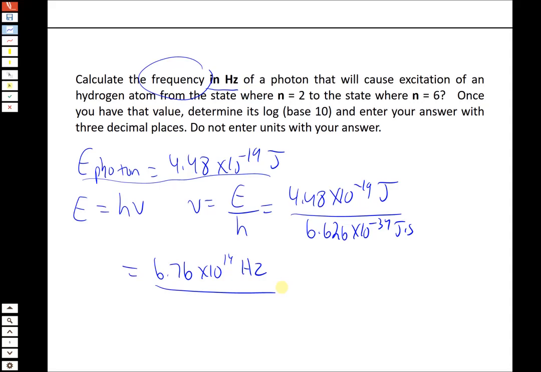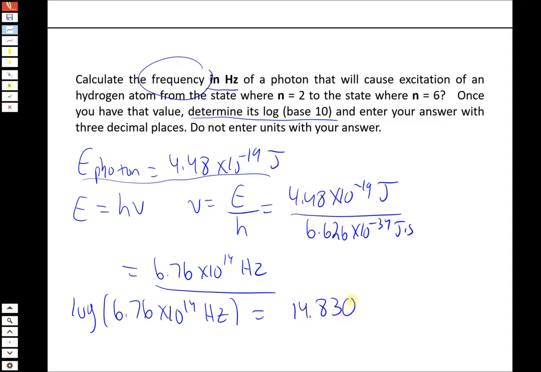But once again, it wants us, once we have the value, to determine its log and enter the answer in that way. So same story as the last problem. We need to take the log of this answer. Logs are always unitless. And so when we take the log of that, we should get 14 point something. We get 14.830. Alright, so that would be the correct way to enter the answer in this question.